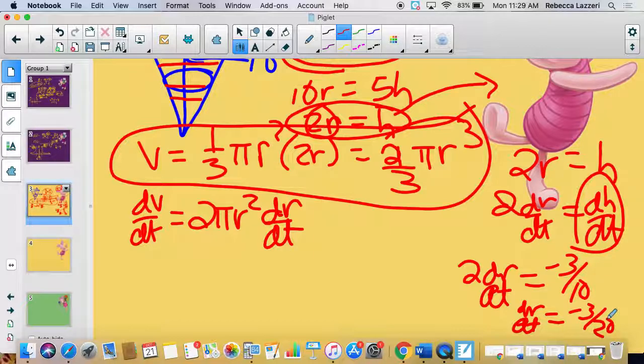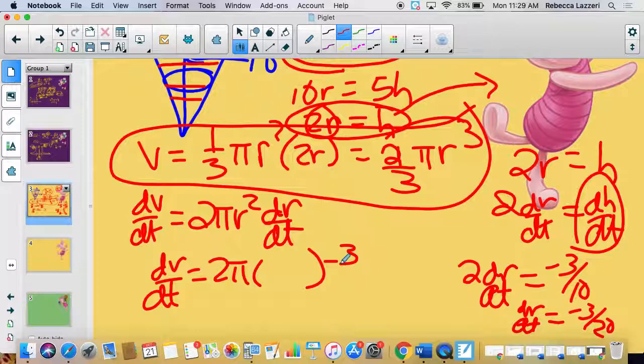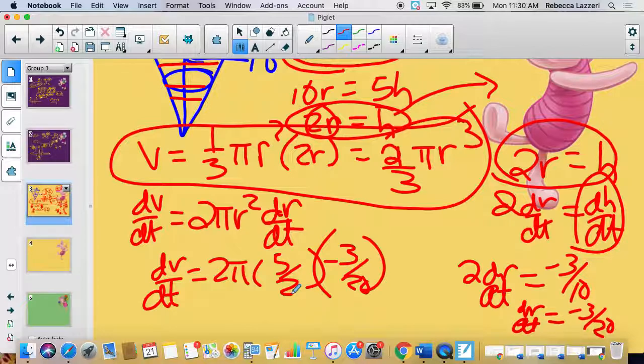So now I'm gonna have dV/dt is equal to 2 pi r squared dr/dt. And now I need the radius when the height is 5, and I think that's what you were telling me, the radius would be 5 halves. Yeah, so 25 over 4. Oh, I just put in 25 over 4.